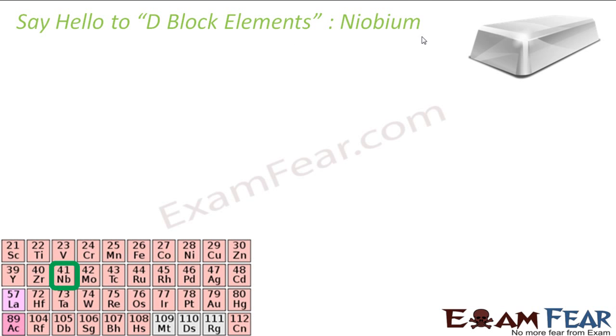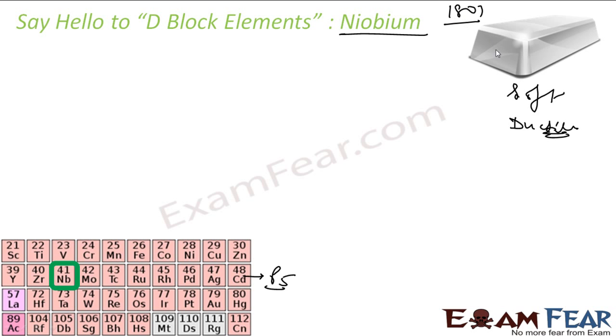The next element is niobium. This is also period 5. This is a little soft, and this is also gray, shiny, silvery. This is ductile, and it was discovered in 1801 actually, and this was named after Greek mythology, that is Niobe. Niobe actually is the daughter of Tantalus.